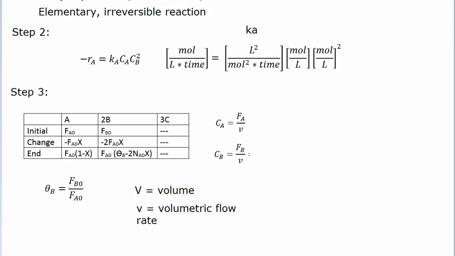So again, we're just going to say the volumetric flow rate at the beginning is the same as the volumetric flow rate at the end, because it's a liquid phase reaction. We don't have to worry about expansion or compression. And we could say that FA is simply going to be what's given in the table over here. Similarly, FB is what's going to be given in the table over here. So that will be equal to this.